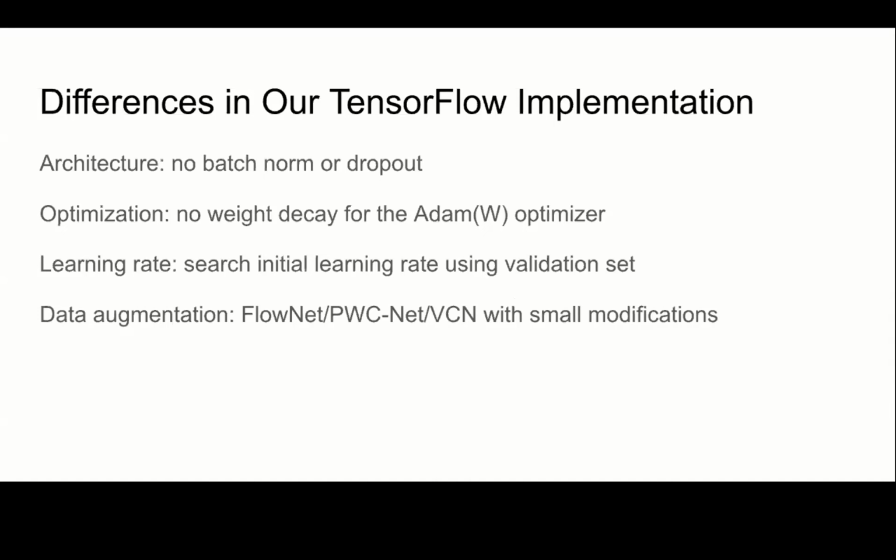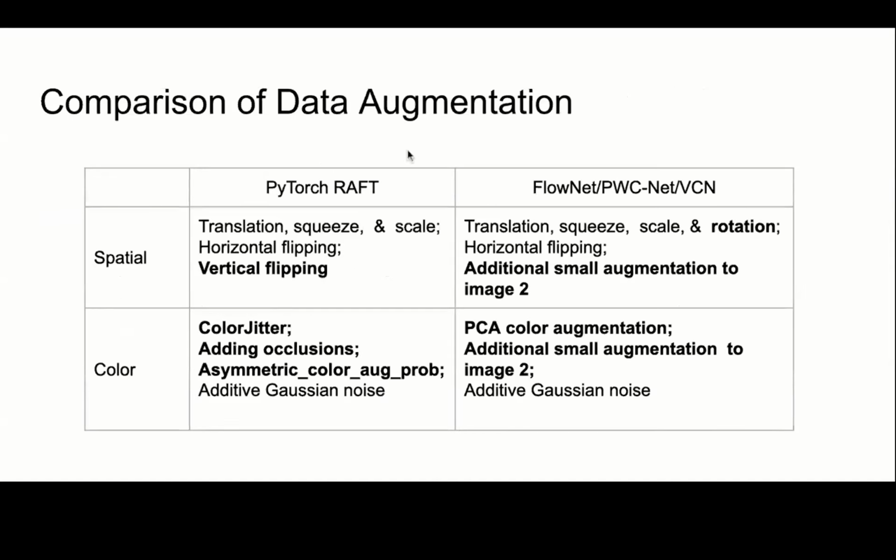But first, let's see the major differences in data augmentation between the PyTorch RAFT and that by FlowNet or PWC-Net. So for spatial augmentation, the PyTorch version of RAFT doesn't have the rotation, but it adds an additional vertical flipping with a probability of 0.1. And by comparison, the FlowNet type of augmentation will additionally apply a small augmentation to the second image to make the dataset more diverse.